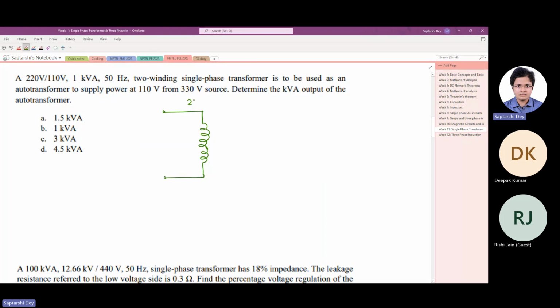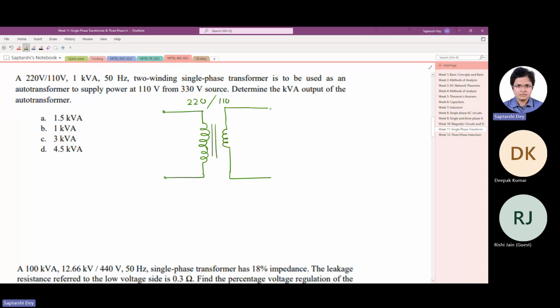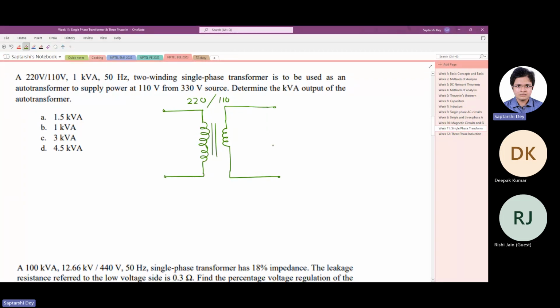220 volt side, and this is the 110 volt side. So this was the single phase transformer. Now this has to be used as an auto transformer. Before we use it as an auto transformer, we have to reconnect. We have to make some connection.